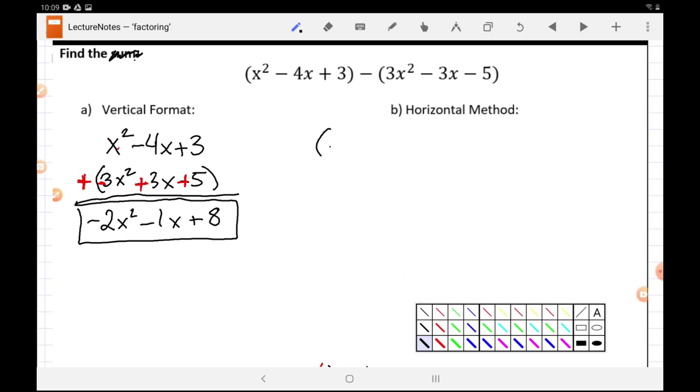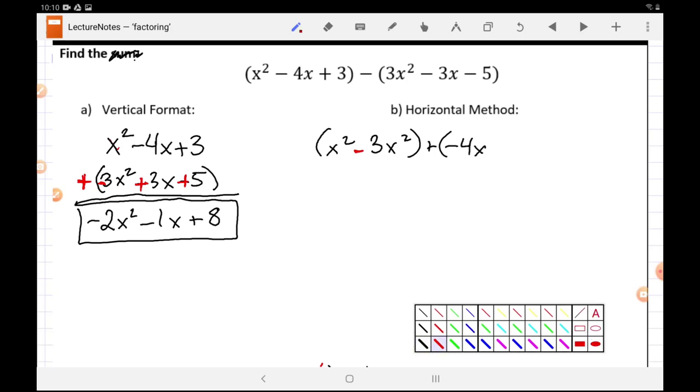So I'm going to go with an x squared. And we are subtracting something. And now let's look over there. What are we subtracting in this problem? We are subtracting a 3x squared. Okay, not too bad there. Let's see what's next. Now we have a negative 4x. And we are going to subtract.